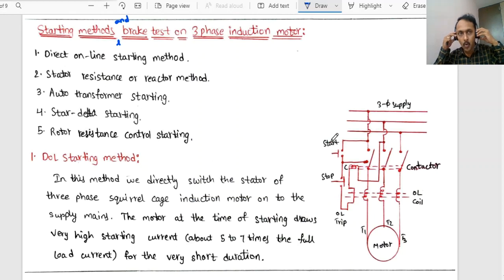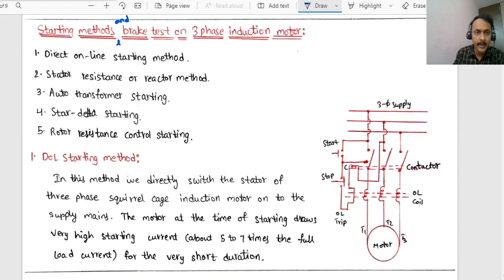In this video, we are going to discuss the starting methods of a three-phase induction motor, and also we are going to discuss the brake test on a three-phase induction motor. What are the different methods of starting of an induction motor? We will discuss them in a step-by-step manner.